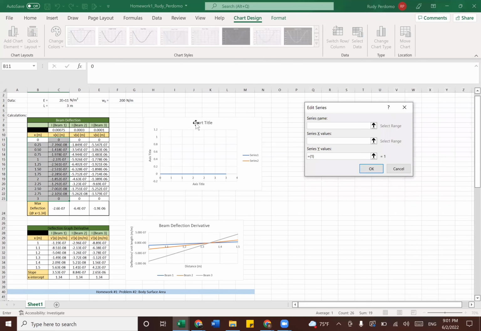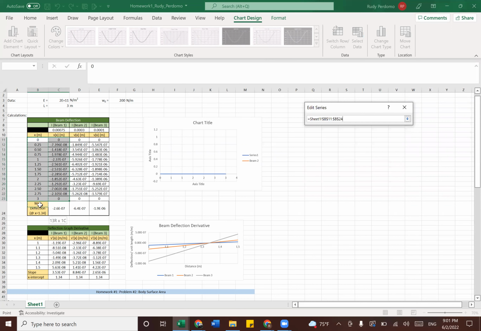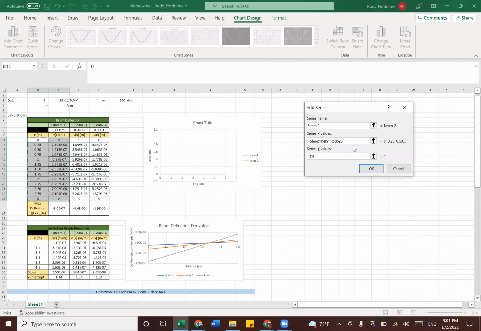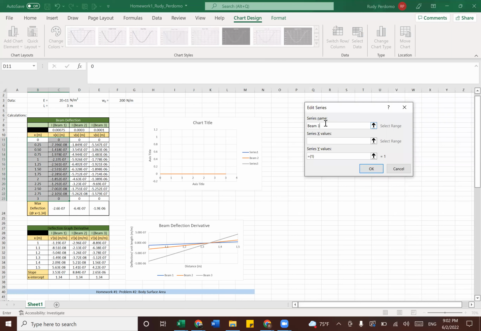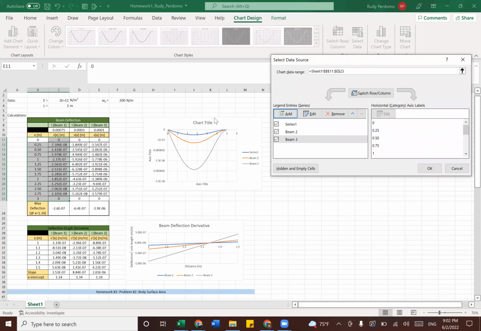So you would add. So now you're trying to add beam 2. So you just name it beam 2 or whatever you want to name it. You're going to choose your x values, same x values as the other data set. But then make sure you delete this one, and then highlight the y values for beam 2. And then you should have another one here. And then you just repeat the same steps for beam 3. Beam 3, highlight the x values, highlight the y values for beam 3, and then click OK. And then now you should have 3 graphs here.